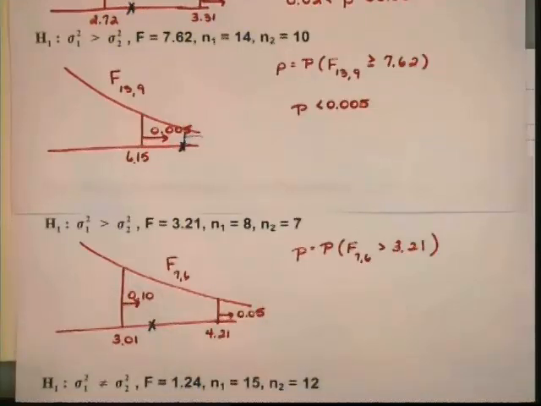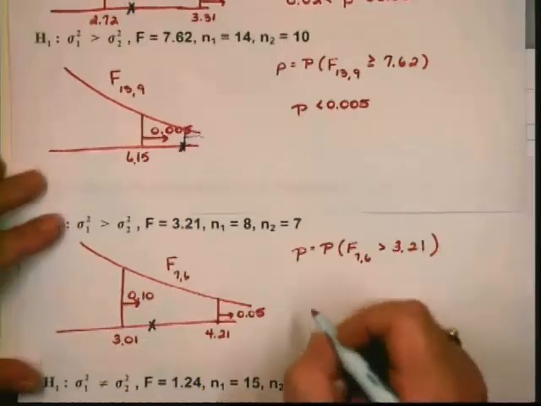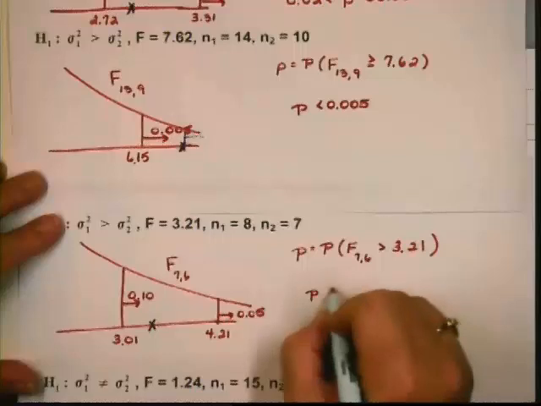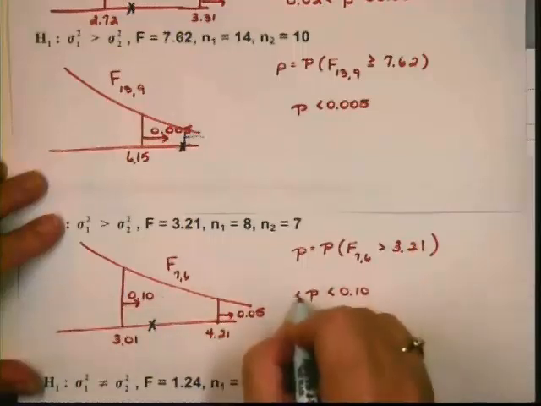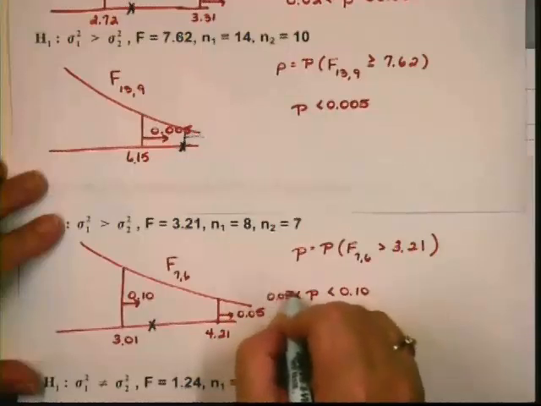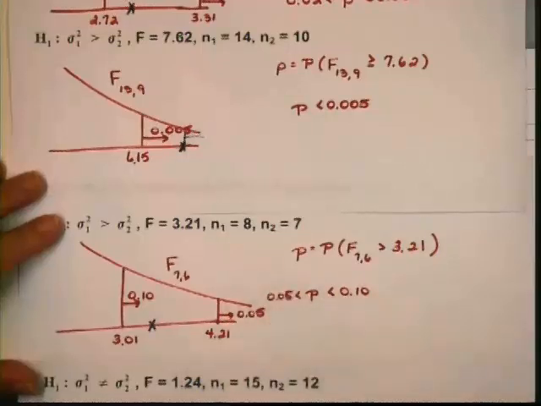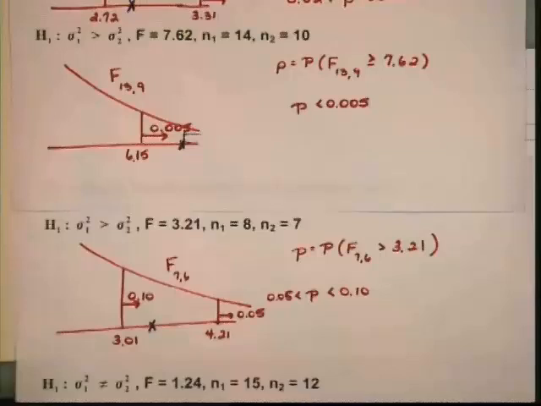All right, it's a right side test, so we're not doubling anything. So our p-value is smaller than 0.1, but larger than 0.05. And if you have to draw the picture to get it right for F or for any of the test statistics, go ahead and draw the picture. I'd rather have you draw the picture and get it right than think you don't need the picture and miss it.